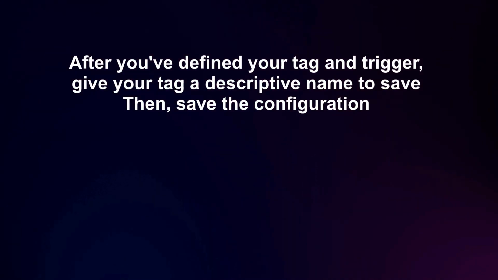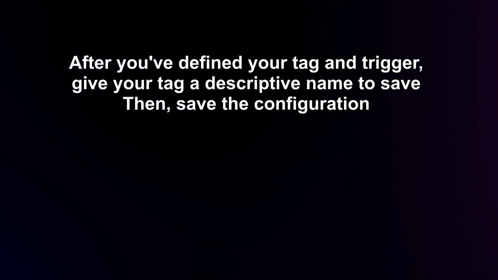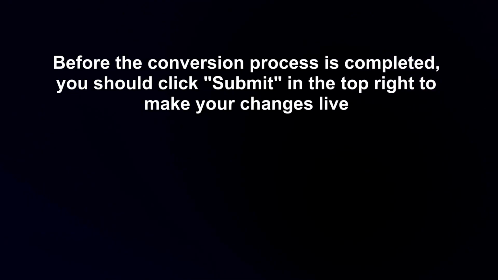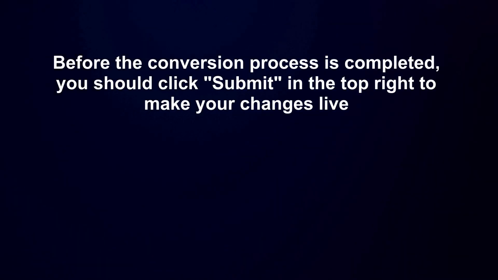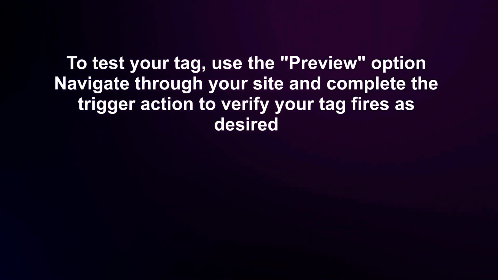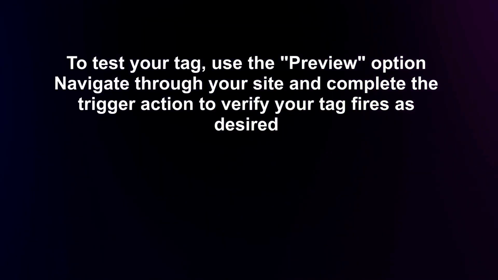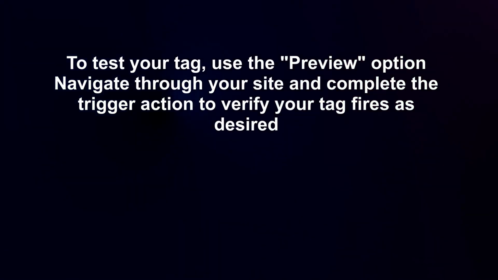After you've defined your tag and trigger, give your tag a descriptive name to save. Then, save the configuration. Before the conversion process is completed, you should click Submit in the top right to make your changes live. To test your tag, use the Preview option. Navigate through your site and complete the trigger action to verify your tag fires as desired.